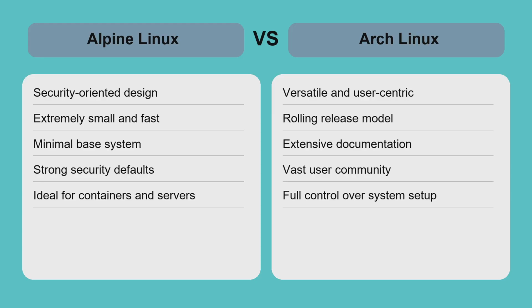Alpine's musl libc and BusyBox contribute to efficiency, but limit compatibility with some software, whereas Arch uses the more common glibc for broader support. Choosing Alpine means prioritizing security and minimalism. Arch offers flexibility and control, but demands more user involvement.